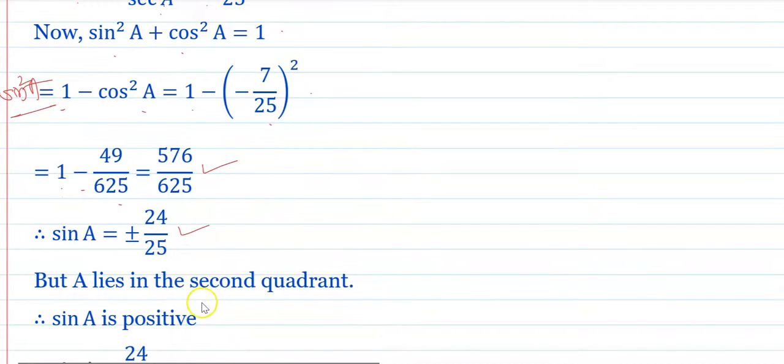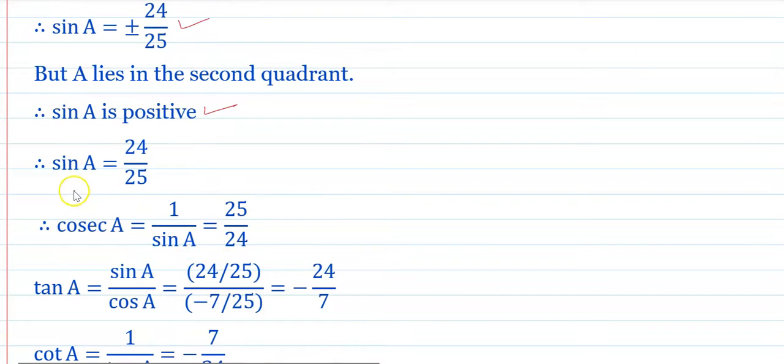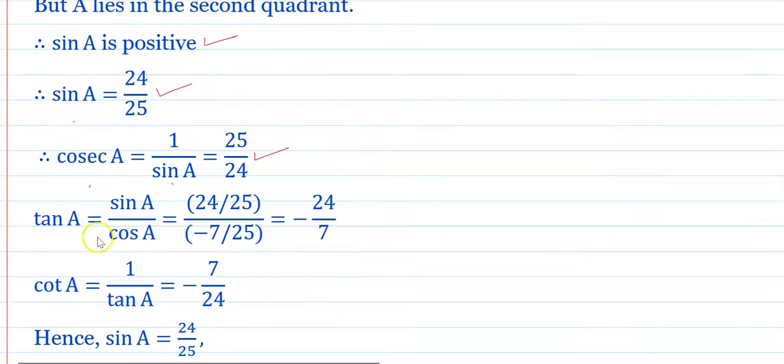As A lies in the second quadrant, in second quadrant sin A is positive. Therefore, sin of A is 24 upon 25. Cosec A, reciprocal of sin, that is 1 upon sin A is equals to reciprocal of 24 upon 25, that is 25 upon 24. Tan A means sin A upon cos A.